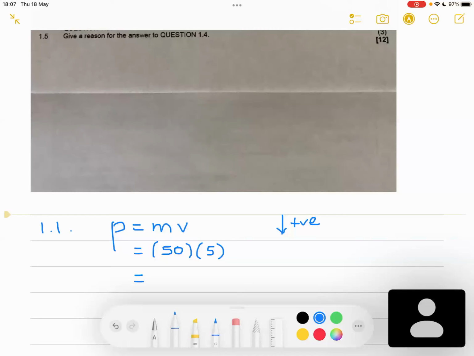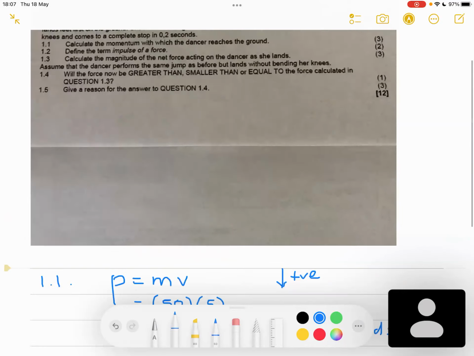Okay, and then the answer that I get is 250 kilogram meter per second. Because it's positive, it's just downwards. If you had chosen upwards to be your positive direction, then you would put in -5 here, and your negative value would tell you that the momentum is downwards.